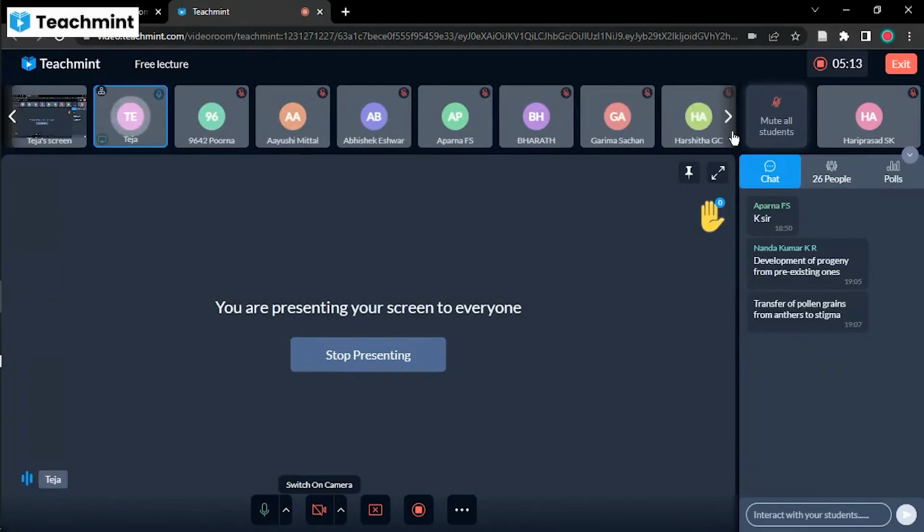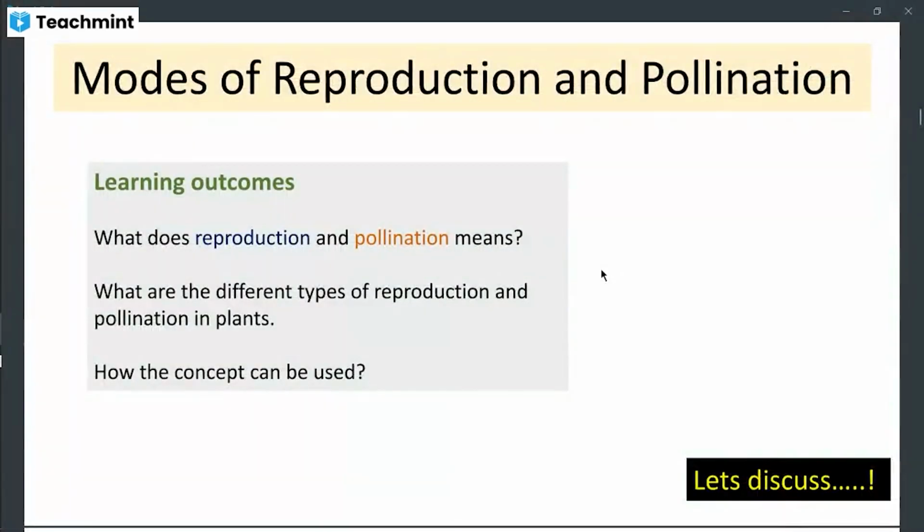Okay, transfer of pollen grains from anther to stigma. Yeah, the apt definition of pollination is just the transfer of pollen grains from anther to stigma. So these are the two important topics that we are going to discuss now. In this chapter, at the end of this session, you will be able to learn what the different types of reproduction in crop plants are and what the different types of pollination in plants are. And this question is for you: how can the concept be used in breeding methods or breeding programs? You need to answer this question at the end of the session.